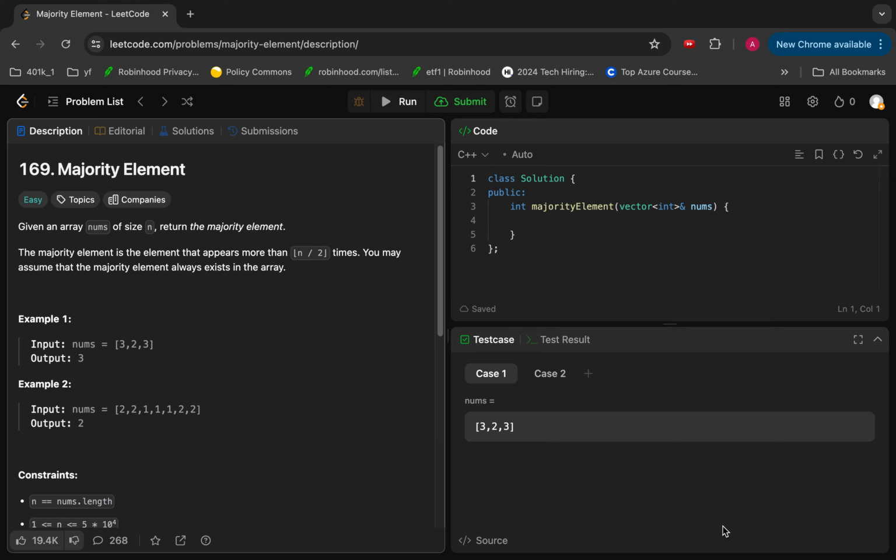Let's discuss LeetCode problem number 169, Majority Element.